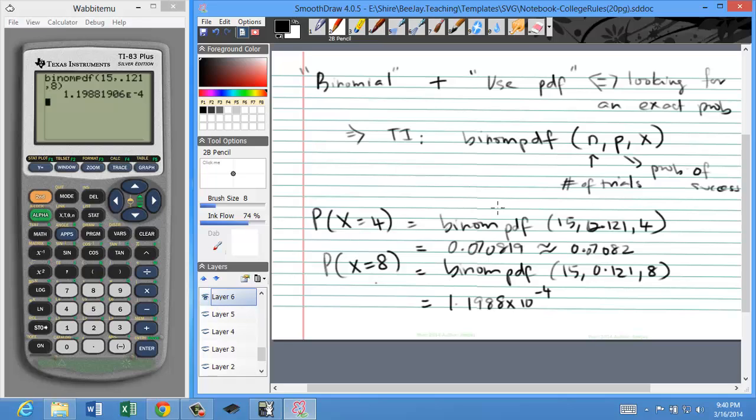But the pitfall here is that you have to know what function to use. Right now we have to use a Binomial PDF, but there are situations where we'll be using a CDF instead, that we'll talk about in the next video. So this is how you use Binomial PDF.